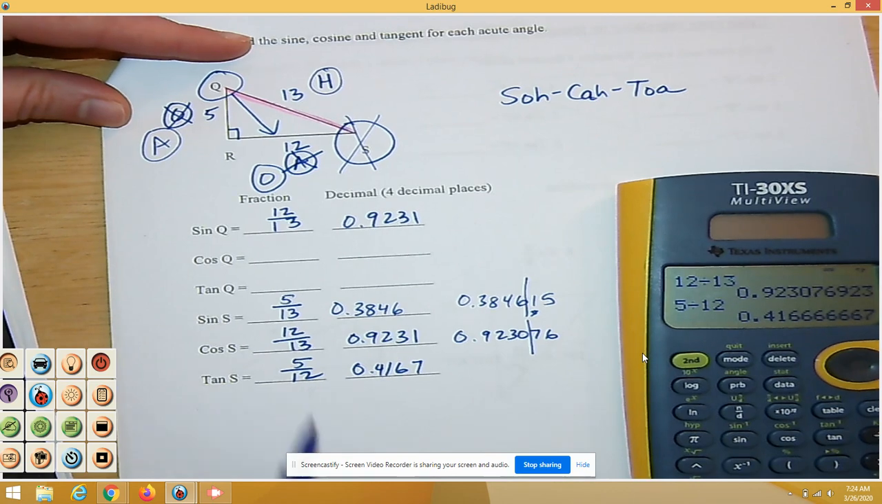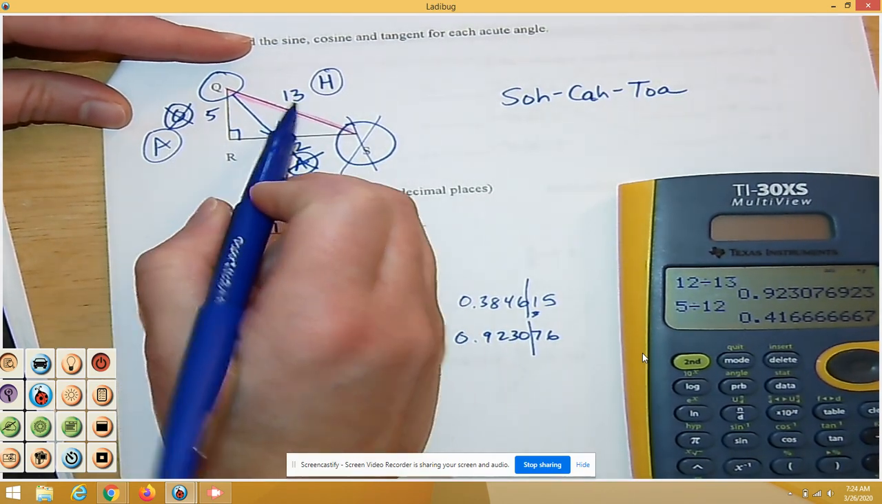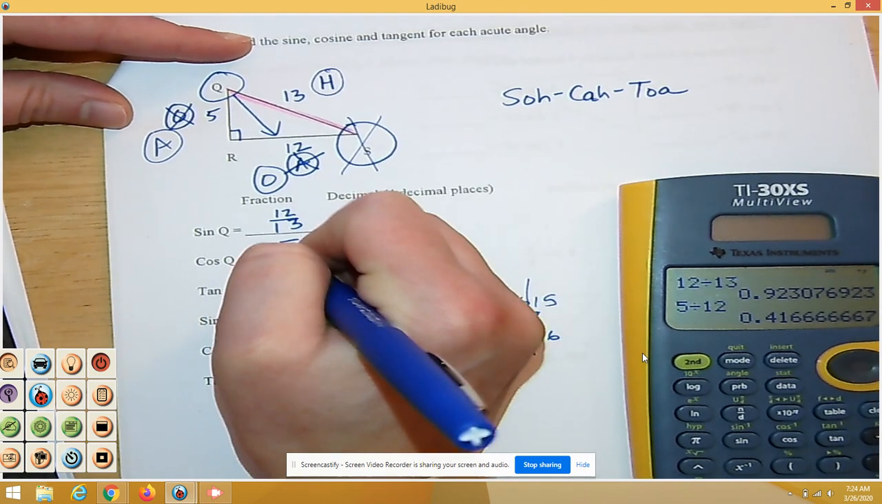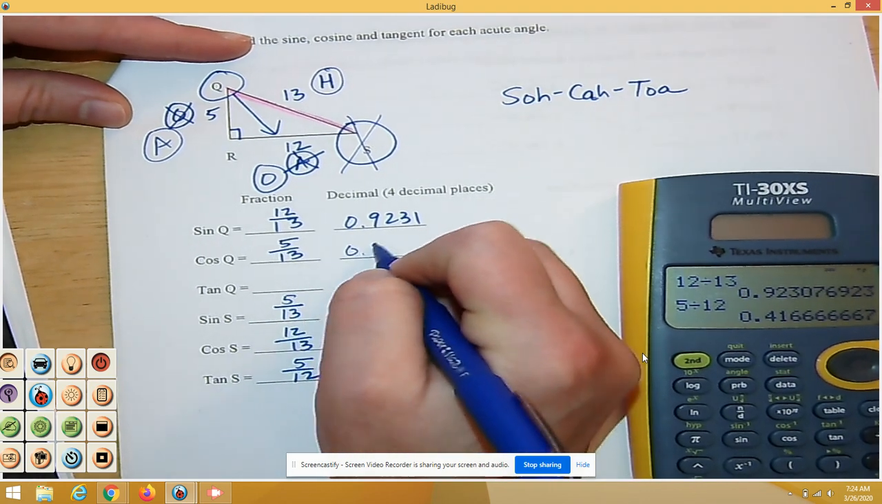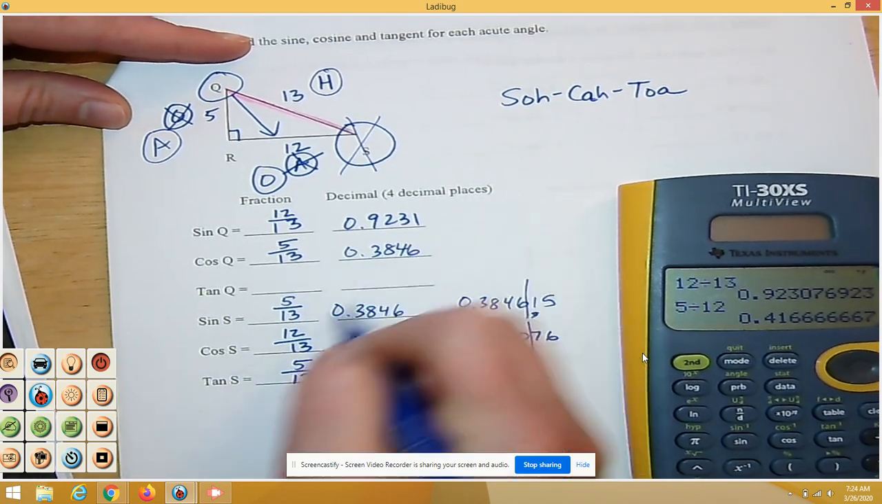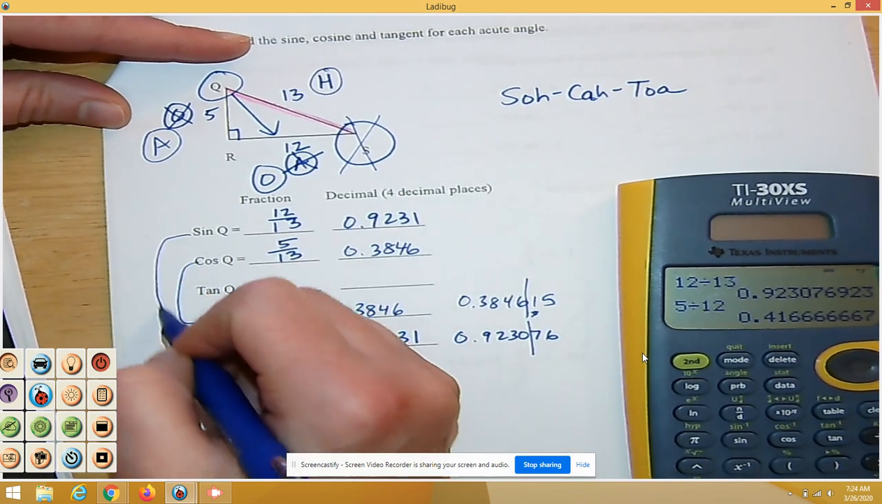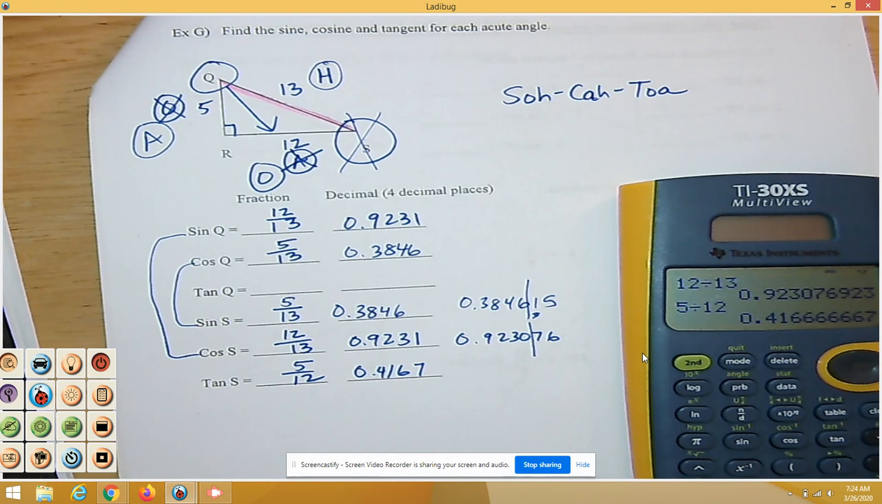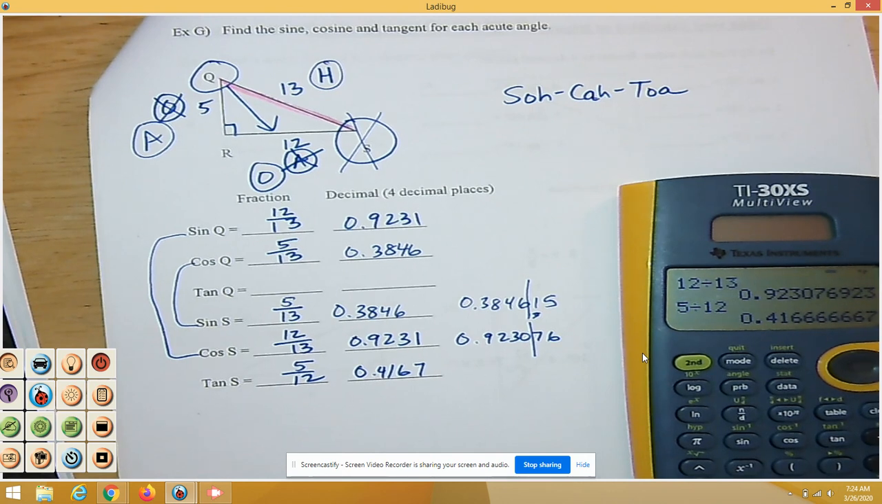And then the cosine of angle Q will be the ratio of the adjacent side to the hypotenuse. So that's going to be 5 over 13, sorry. And that's going to be 0.3846. And then you can kind of see that these go together and those go together. Okay, and that is something that I might have you watch a video on Khan Academy about. So that's always true.